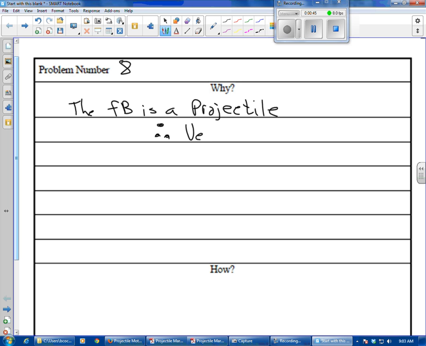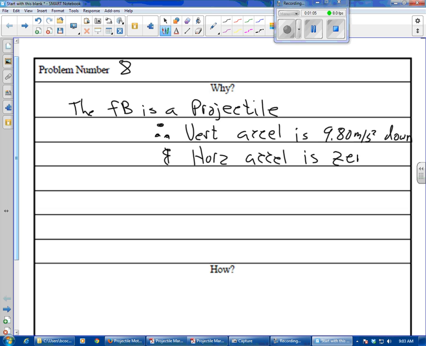So the vertical acceleration is 9.80 meters per second squared down, and the horizontal acceleration is 0. It's those 2 factors that make it a projectile.